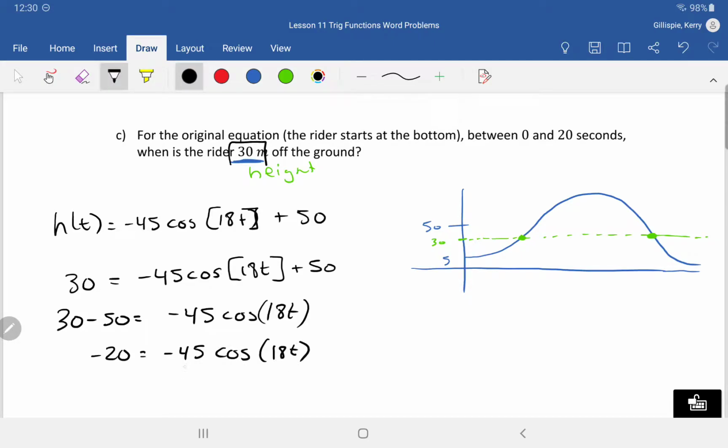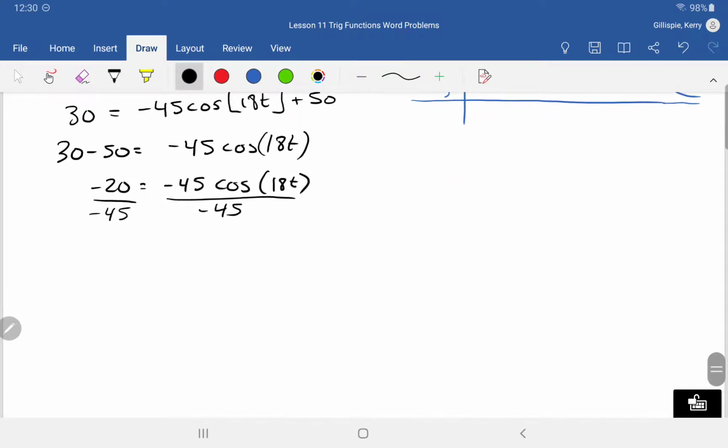So imagine this is like having a negative 45x. If you had just a negative 45x, you'd want to divide both sides by negative 45 to clear it out. So 20 divided by negative 45. And on the left side, we're left with cos 18t. So 20 divided by 45, the negatives cancel out and you're left with 4/9 here. So all I did was divide this, and then this side, these canceled, and then we're left with cos 18t.